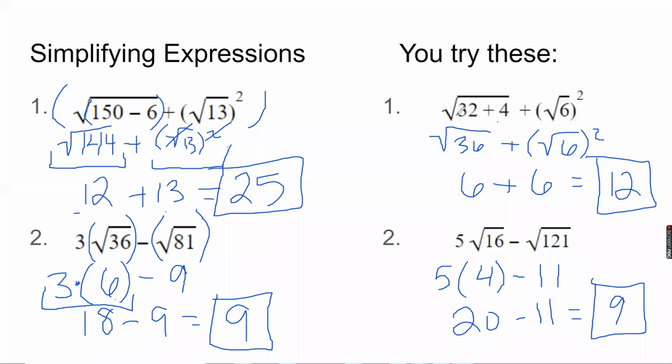There's your 2 answers for problems number 1 and 2 of the You Try These. For number 1, you should have gotten 12, and this is my explanation on why. For number 2, you should have gotten 9, and that's my explanation on why.